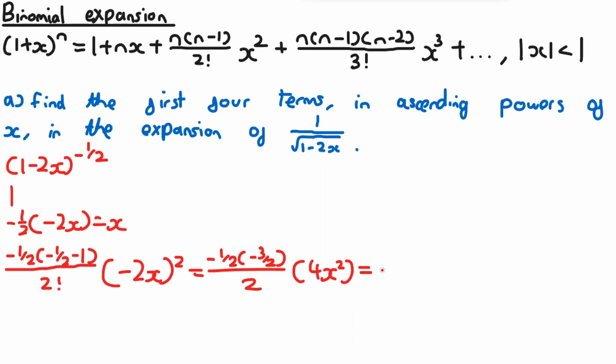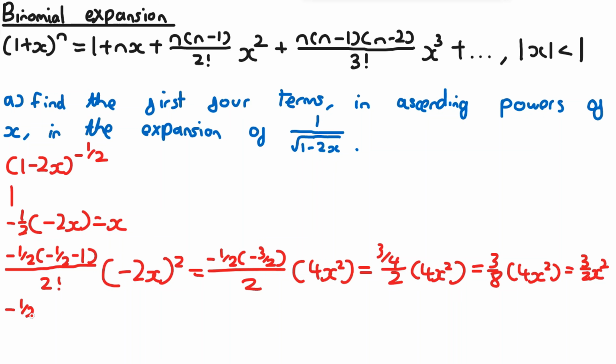We can simplify this, so this is going to be 3 over 4 over 2, and then 4x squared, and then this is going to be equal to 3 over 8 times 4x squared. So the 4 and the 8 cancel out, and this is just going to become 2, so it's going to be 3 over 2x squared, like this is the third term.